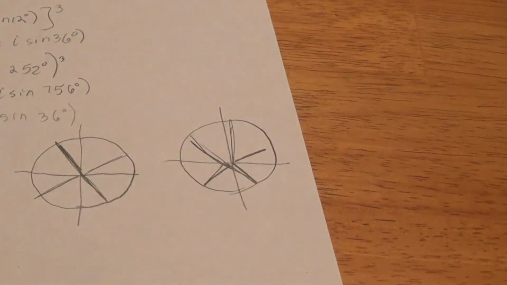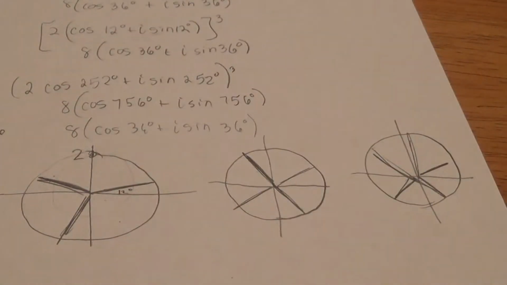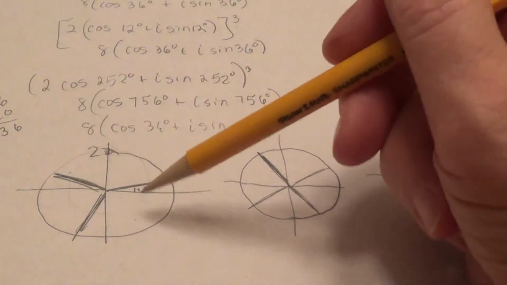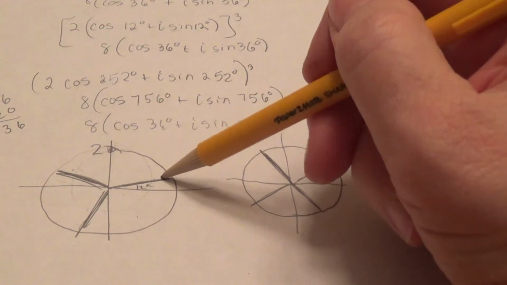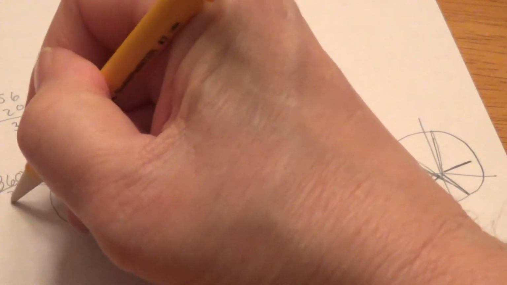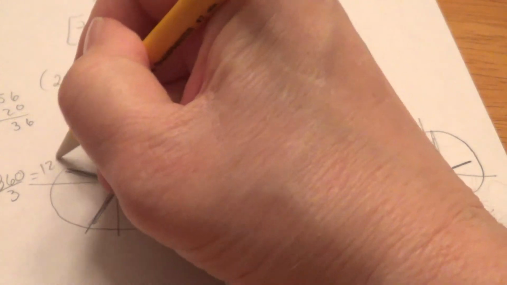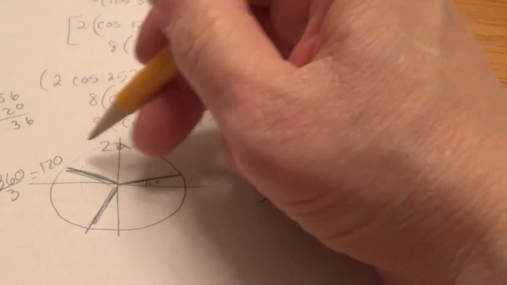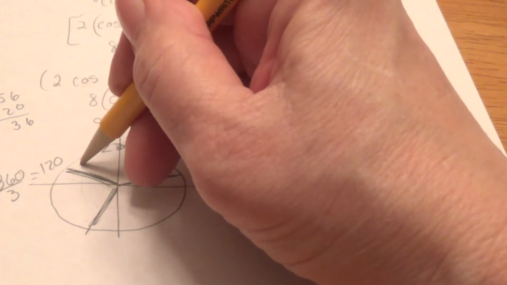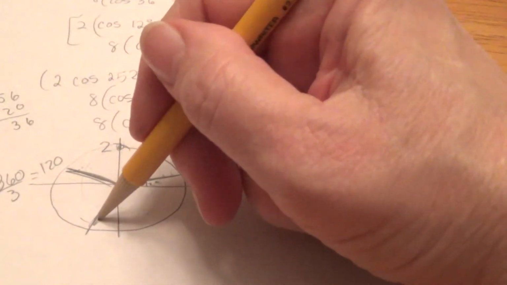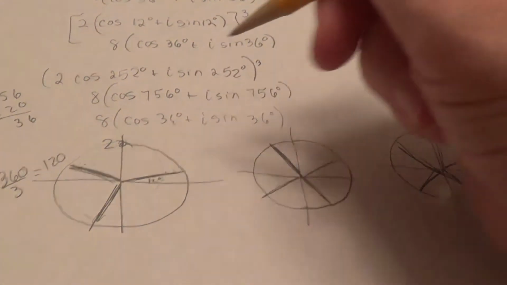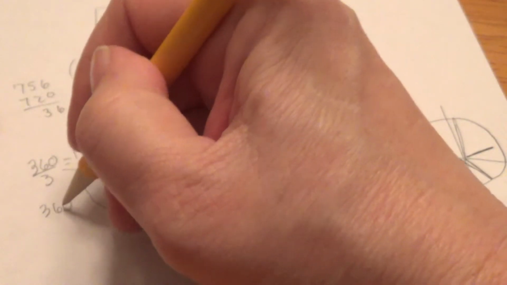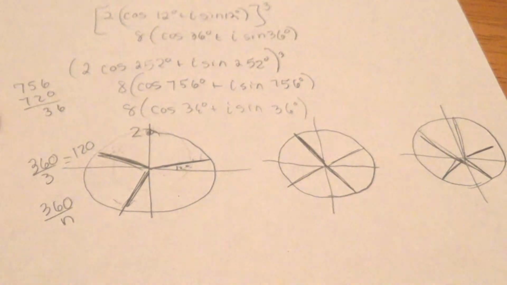How do I know so quickly where they would be? Because they're always the same degree away from one another. So when it's 3rd roots, I'm going to take 360 and divide it by 3 and get 120. The difference between this one and this one is 120 degrees, and this one and this one, 120 degrees, and this one and this one, 120 degrees. So it's always 360 divided by the root. I'll call the root n.